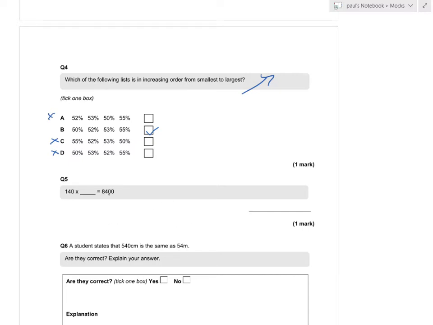140 times something equals 8400. So what I'm going to do is 8400 divided by 140, and that will give me the answer. 8400 divided by 140 is 60.